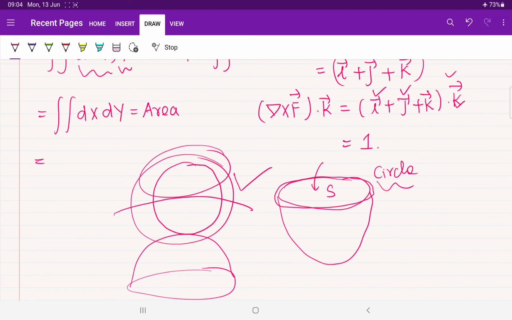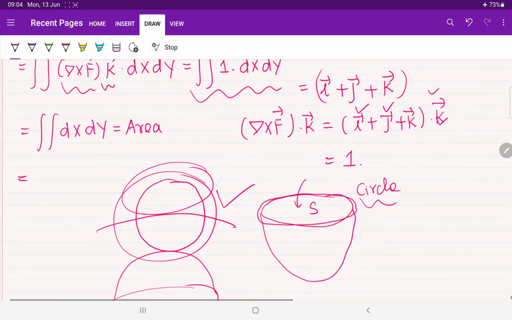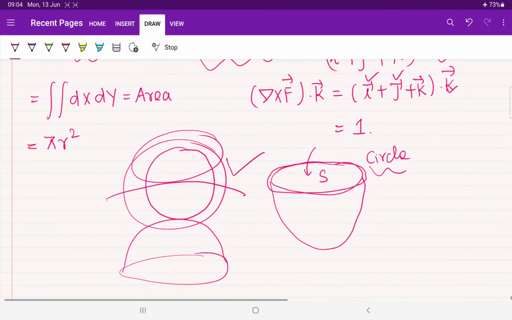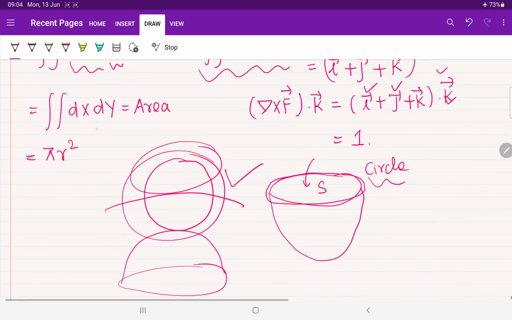Tell me the formula to identify the area of the circle. This double integration indicates a surface, and surface means area. The area of a circle can be written as pi r square, we know. What is the value of r? We know x square plus y square equal to 1. This 1 is nothing but r square, so r equals 1 only. So the answer is going to be simply pi. We all know pi can be replaced by 3.14, so the correct answer for the given question is 3.14.